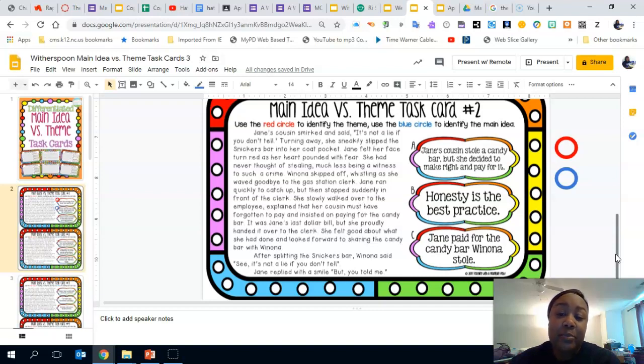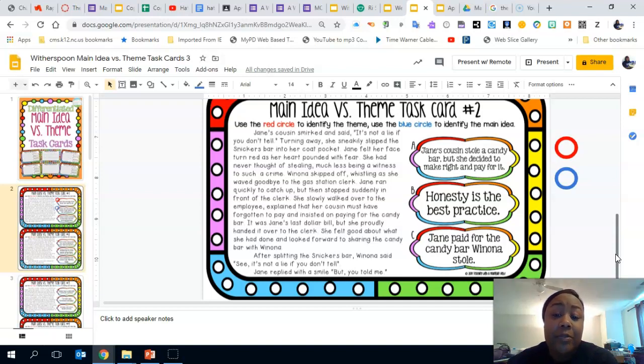Jane's cousin smirked and said, "It's not a lie if you don't tell. It's not a lie if you don't tell." Turning away, she sneakily slipped the Snicker bar into her coat pocket. Jane felt her face turn red as her heart pounded with fear. She had never thought of stealing, much less been a witness to such a crime.